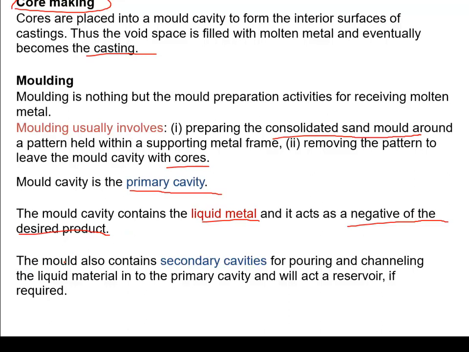The mold also contains secondary cavities for pouring and channeling the liquid material into the primary cavities, and will act as a reservoir if required. And there are more cavities for the riser, sprue, and pouring basin also. They are known as secondary cavities. The primary cavity is for the product and the secondary cavities are for the supporting components.